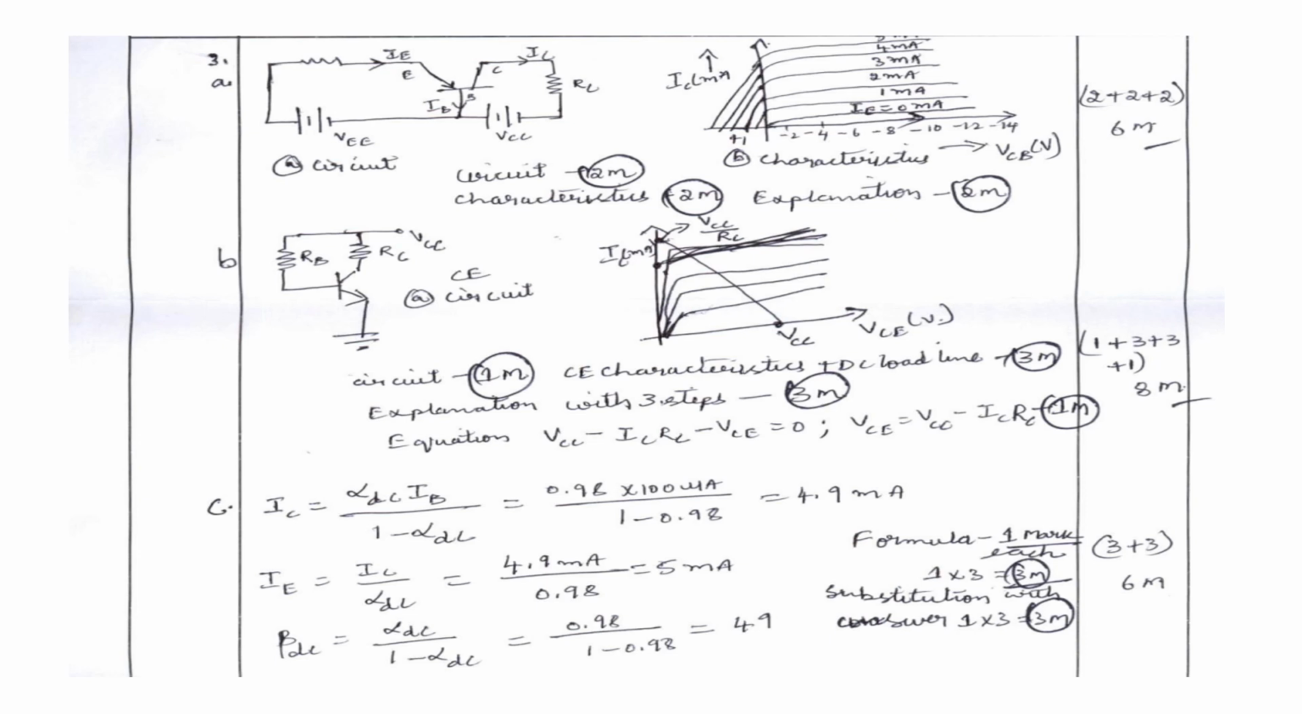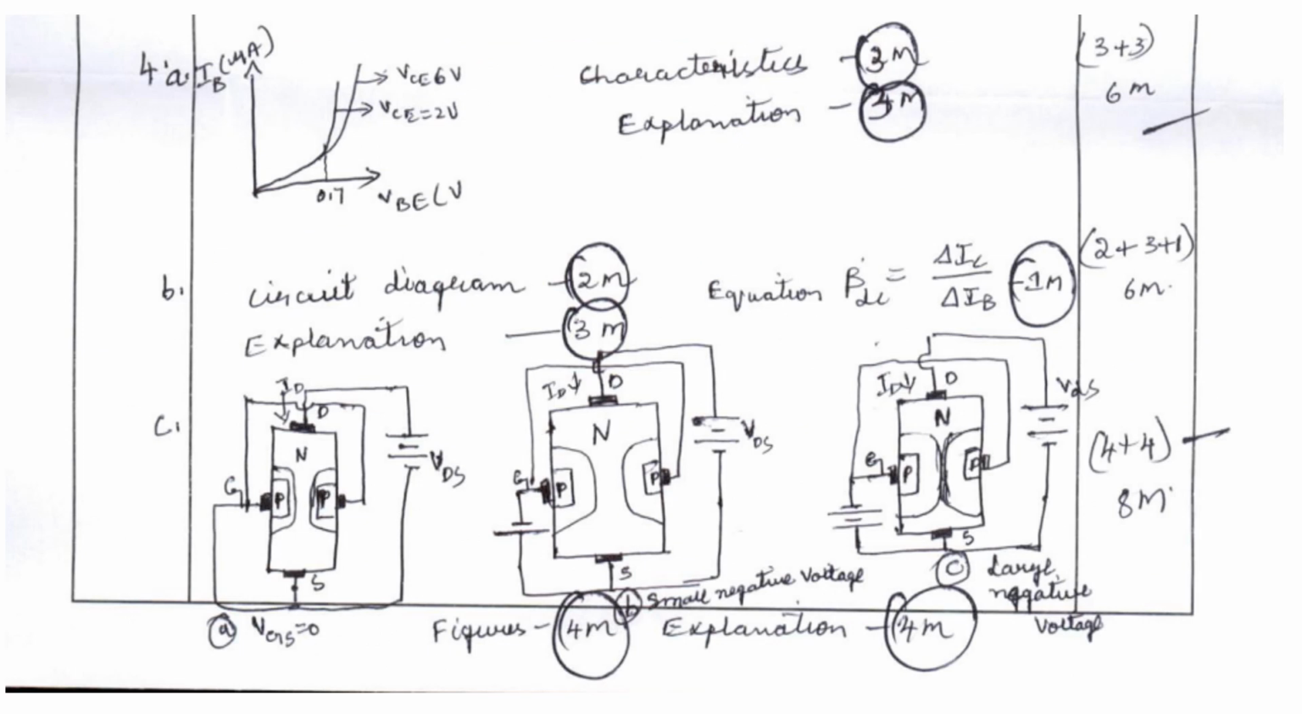So the OR choice for module 2 is, the first question was CE, that is common emitter input characteristics. Sorry, the characteristic carries 3 marks, and the explanation for this characteristics carries 3 marks. So totally it is of 6 marks. And the B question was current amplifier. So the circuit diagram carries 2 marks, explanation carries 3 marks, and the equation beta DC is equal to delta IC by delta IB carries 1 mark. So totally it is of 6 marks.